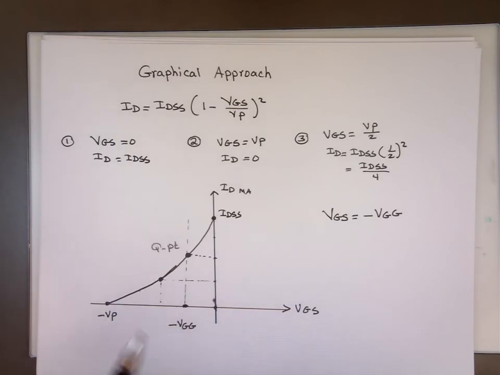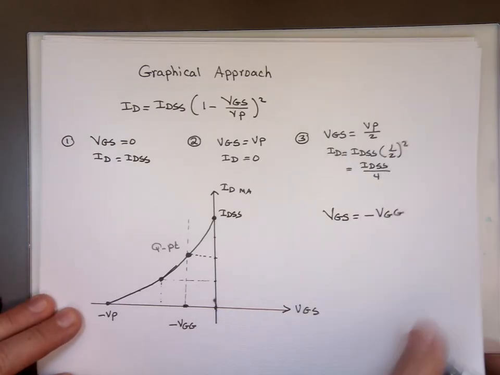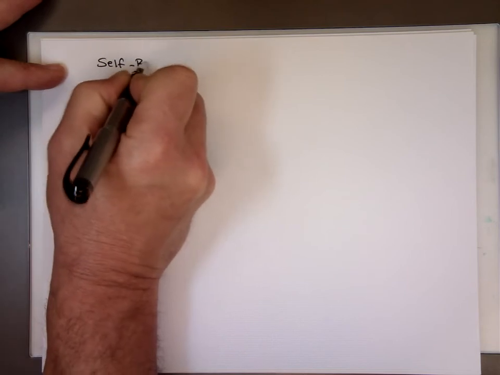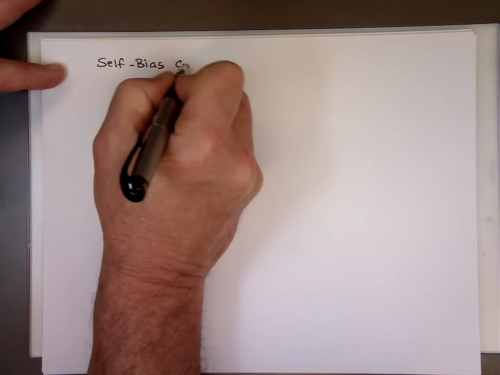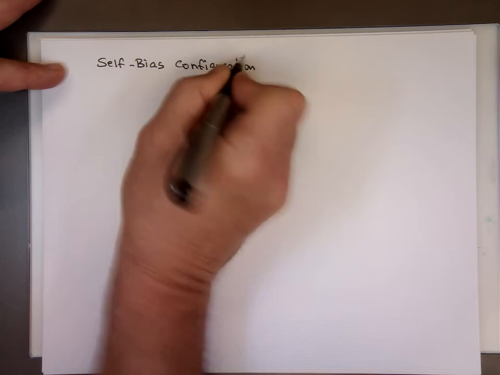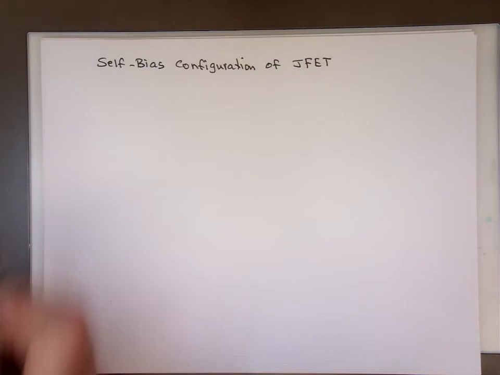The math is going to be ugly. So let me take another one, and I'll attempt to do it mathematically. I might give up halfway through because it gets too ugly. So we're going to look at the self-bias configuration of a JFET. What's a self-bias? Well, let's look at that.